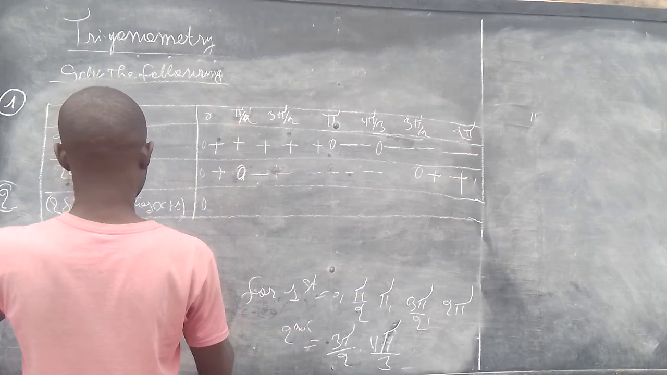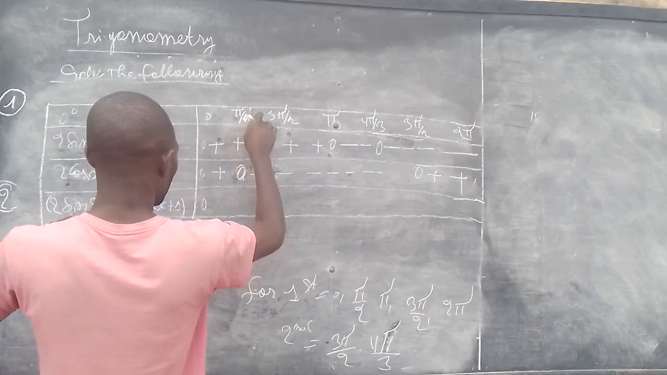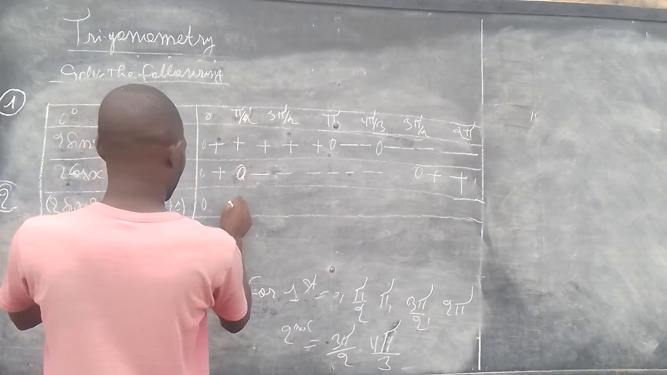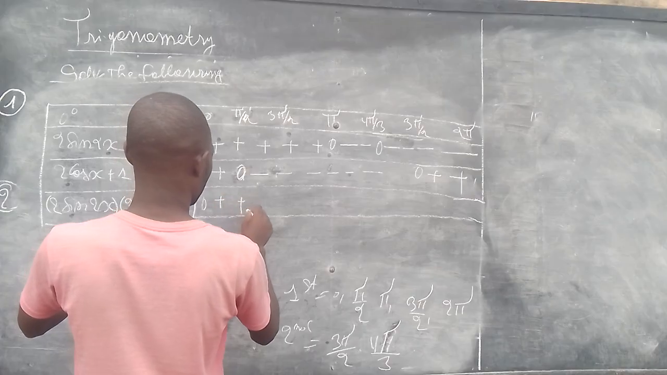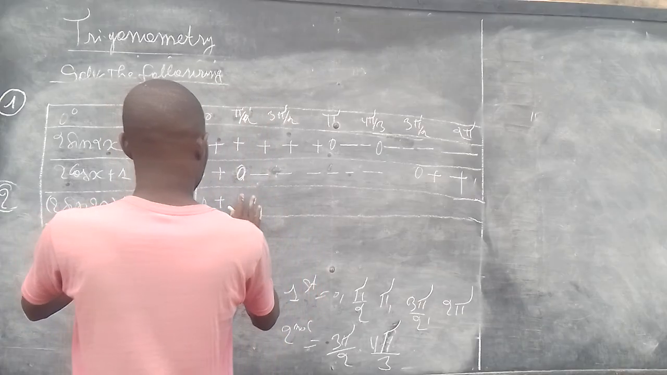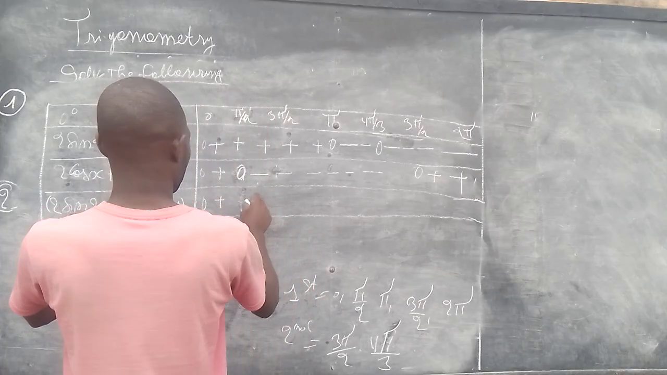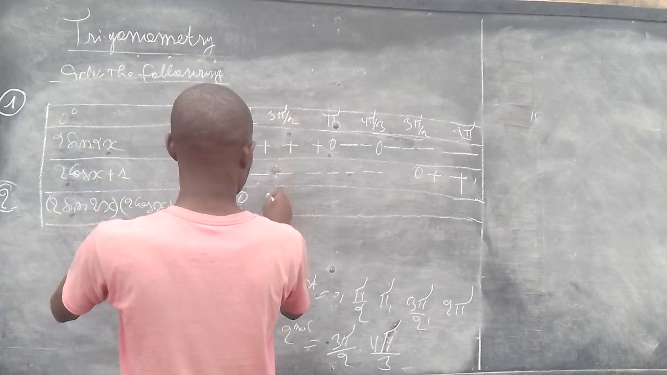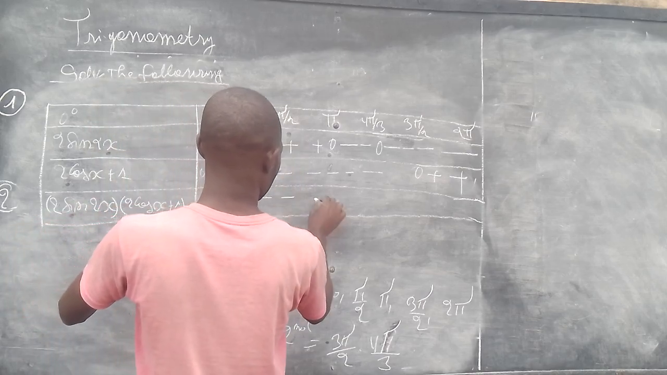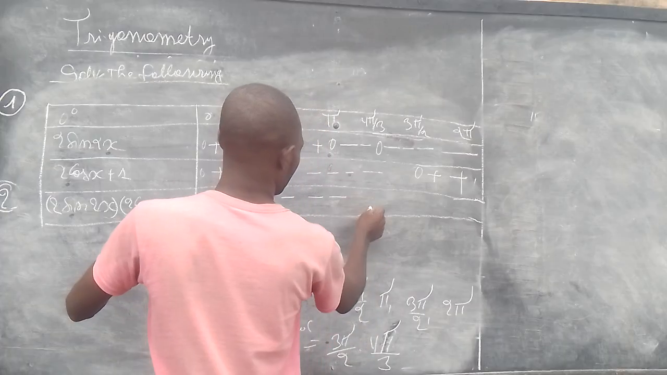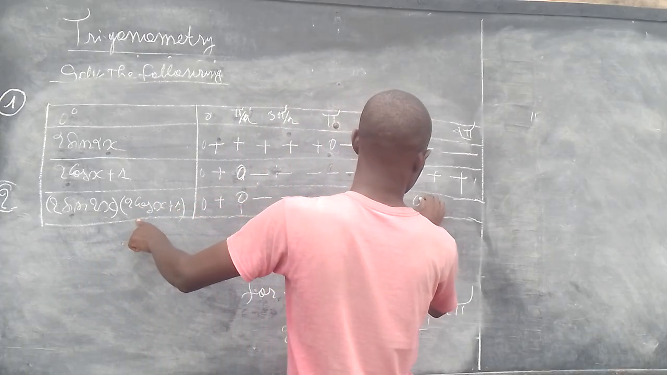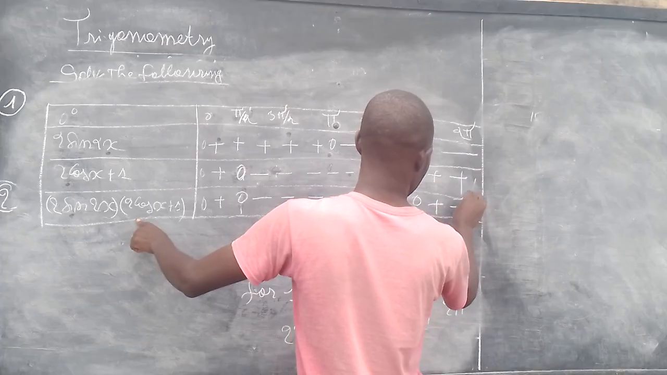sine x, when x is pi over 2, we will have a positive here, of course, positive. Here we have negative, negative, negative, negative, negative. Here we have a positive, positive here.